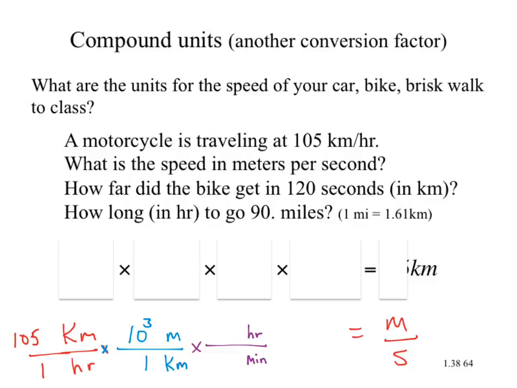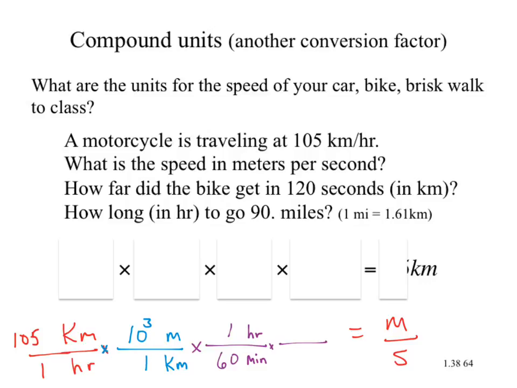Why did I erase and put minutes on the bottom? I'm still trying to get rid of the hours. The hours unit has to stay there. So since I now know my conversion between hours and minutes, what is that one? 1 hour is 60 minutes. Thank you for the units.